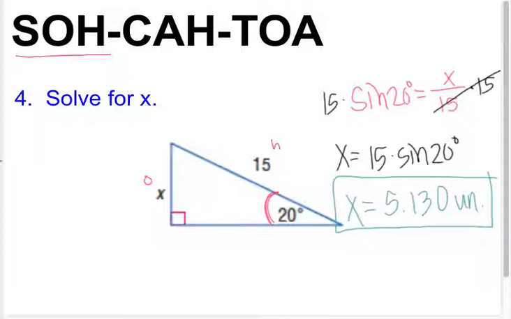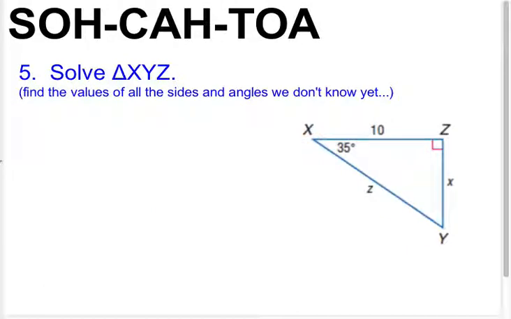All right, moving on to example 5. It says solve for triangle XYZ. Whenever it tells you to solve, it means find the values of all the sides and all the angles we don't know yet. So let's start with maybe one of the easier things. We know that this means it's a 90-degree angle. Okay, so I need to find this angle here, angle y.